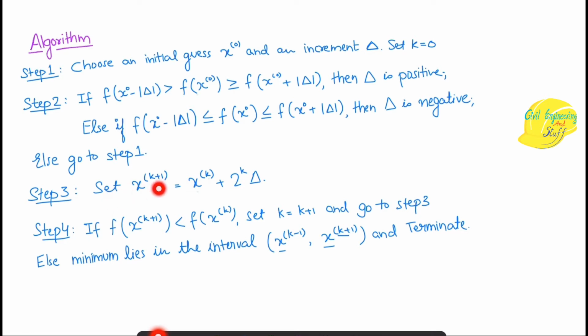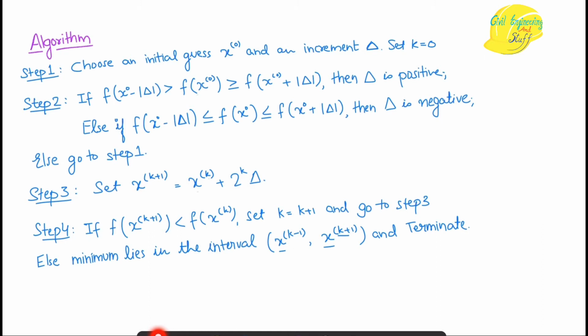In step 3, we find the new guess point using the relation x to the power k plus 1 equals x to the power k plus 2 to the power k into delta. In the initial scenario we took k equal to 0. So if k equals 0, our x1, that is the next guess point, will be equal to x to the power 0, the first guess value, plus 2 to the power 0 into delta.